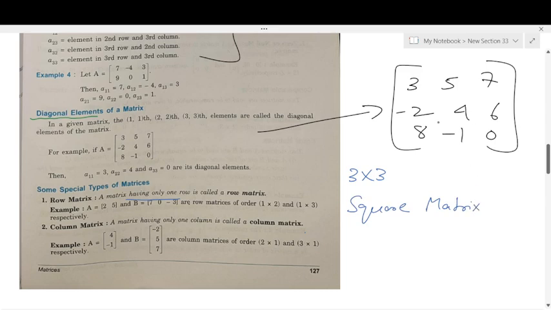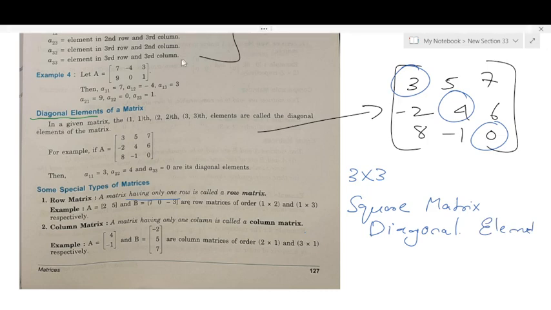In this square matrix, what are the diagonal elements? I'm talking about specific elements. What are the diagonal elements? 3, 4, and 0. So these are known as diagonal elements. Don't get confused between diagonal element and diagonal matrix. When they just ask about diagonal elements, you have to pick out the specific values.